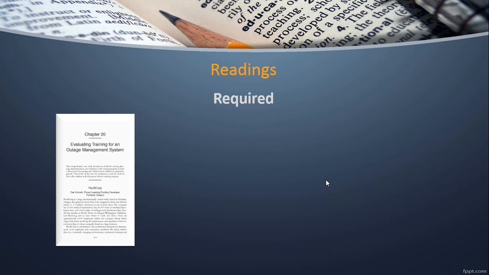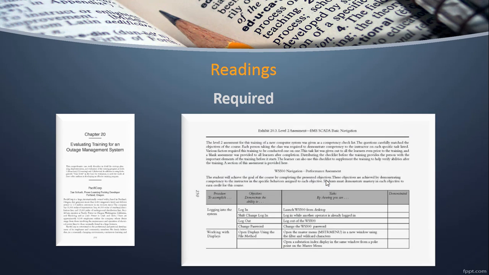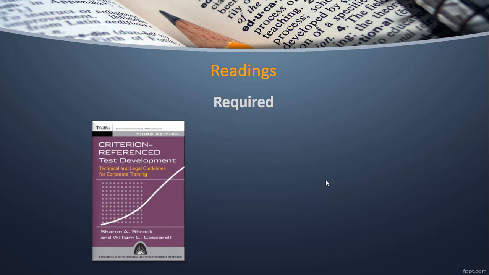Then Chapter 20 discusses evaluating training from an outage management system. One thing you'll find in this chapter which is useful is a rubric that is used to measure performance. On page 230 you'll find this document. In the same chapter they make reference to the Schrock and Coscarelli book as a resource for creating test items, so you'll see how they used it.